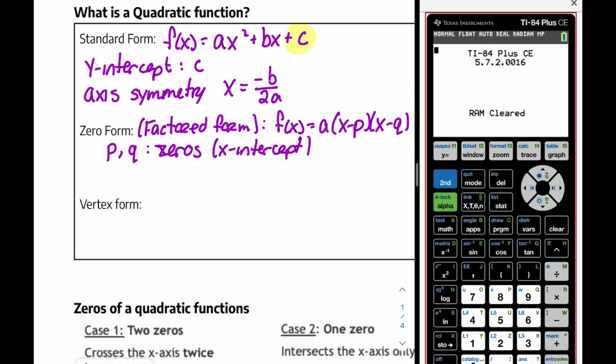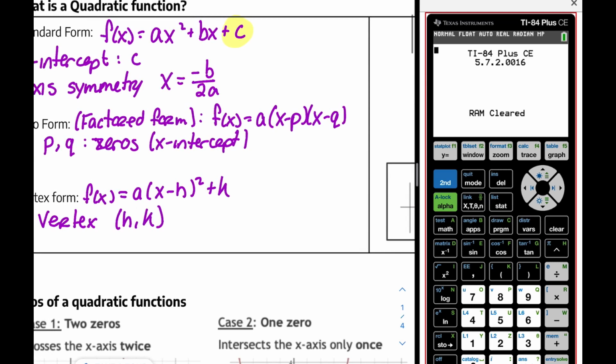And the other equation that we often see is the vertex form. Now, the vertex form is written so that we can clearly see the coordinate of the vertex. So the vertex, whether it be the maximum or the minimum, is the coordinate (h, k).